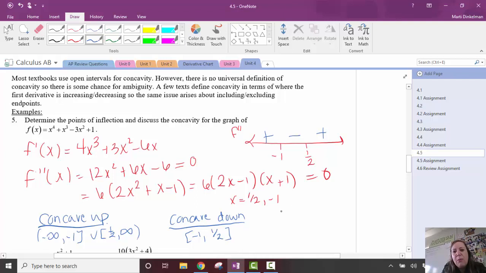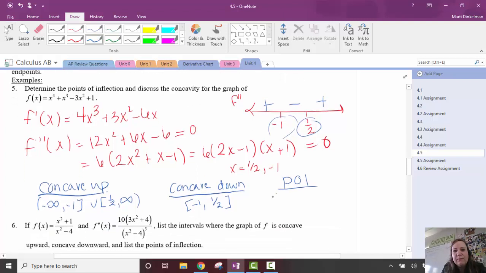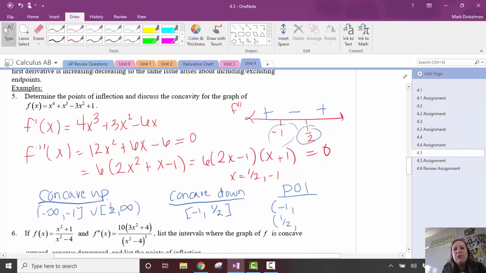And then points of inflection. So I'm going to call those POI, where the second derivative changes sign. Those are the x coordinates for the points of inflection. So we have negative 1 comma something and 1/2 comma something. And we would technically want to go back and make sure that the first derivative also exists, but luckily our first derivative is a polynomial, and we know that that's going to work out for us.